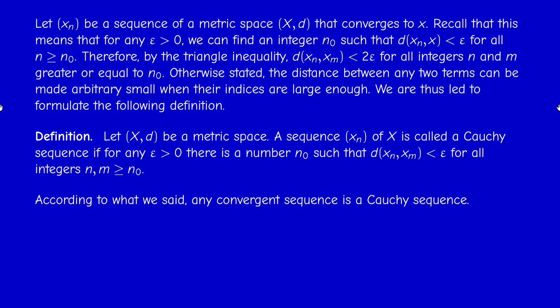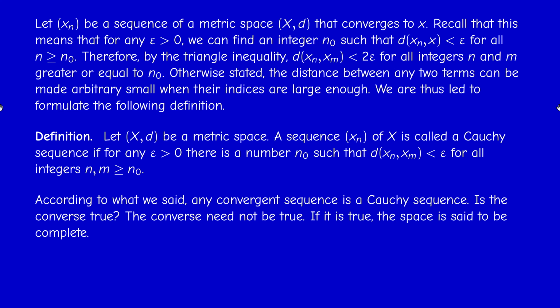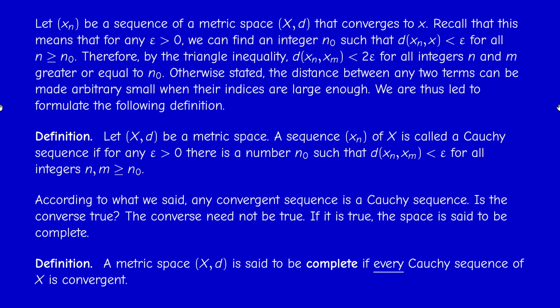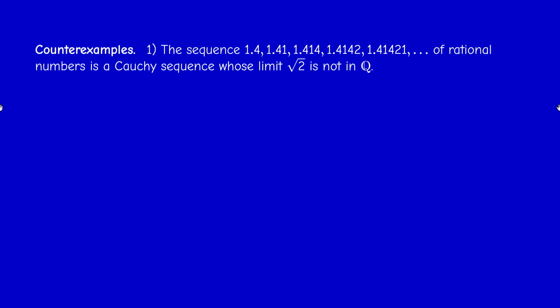Now, what about the converse? The converse need not be true, and we shall give some examples. If the converse is true, we say that the space is complete. So a metric space (X, d) is said to be complete if every Cauchy sequence of X is convergent. Now I'll give examples of complete and non-complete metric spaces. Completeness is a metric property. It's not a topological property.